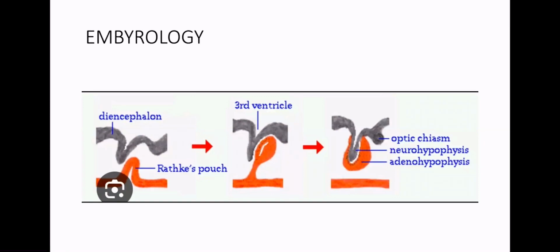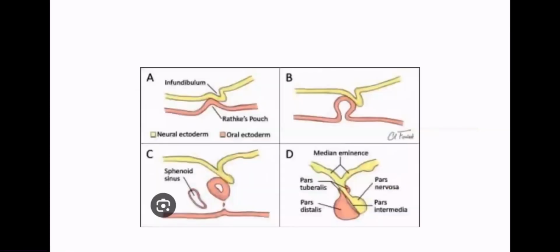The next slide shows a better image of the embryology of the hypothalamic pituitary system. Here's the oral ectoderm. It evaginates and is pinched off from the oral cavity. We can see here the sphenoid sinus. The lumen is reduced to a small cleft, while the upper portion of the pouch surrounds the neural stalk and forms the pars tubularis. This, together with the anterior lobe, forms the adenohypophysis. How is the posterior lobe formed?